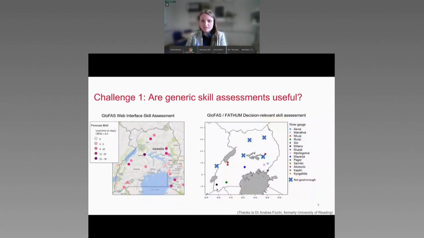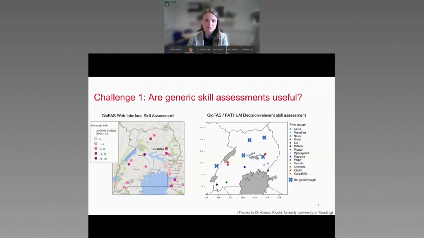So the GloFAS, the Global Flood Awareness System web interface, does provide some information on forecast skill, but what we have discovered by looking at this is that it's not necessarily useful for our own decision making. So here is an assessment for Uganda. On the left is the web interface, and darker colours show you where the forecast skill is available or is better for longer lead times.